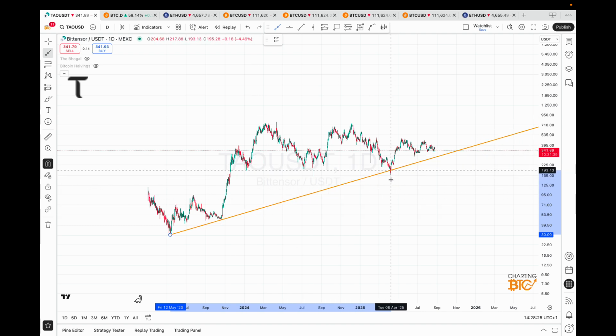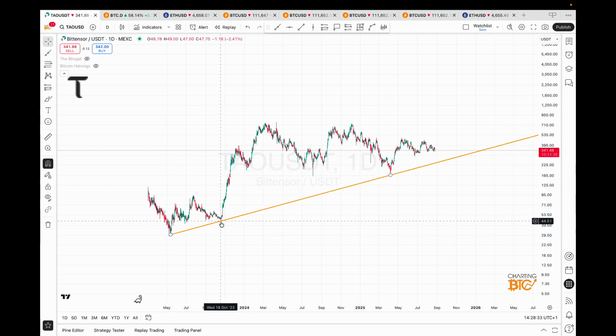I'm just going to connect these bottoms. So that's like 3 solid points there. So you know what that means. If the price does break down, then that 200, 260 mark could be a reality.